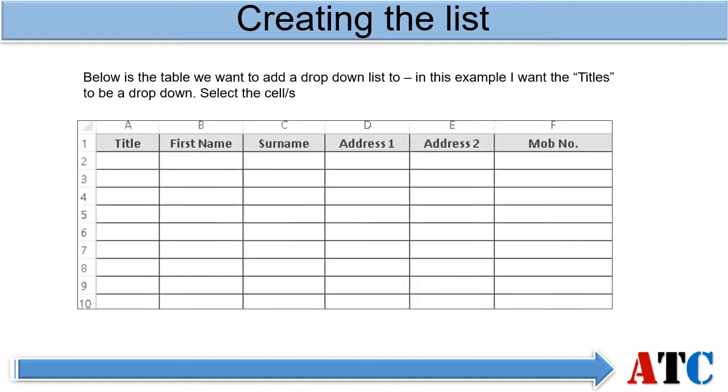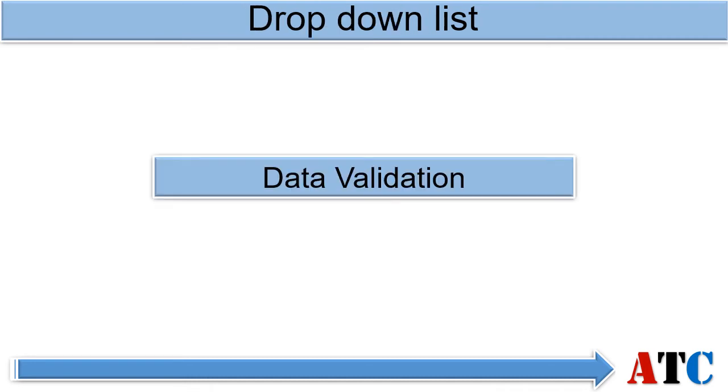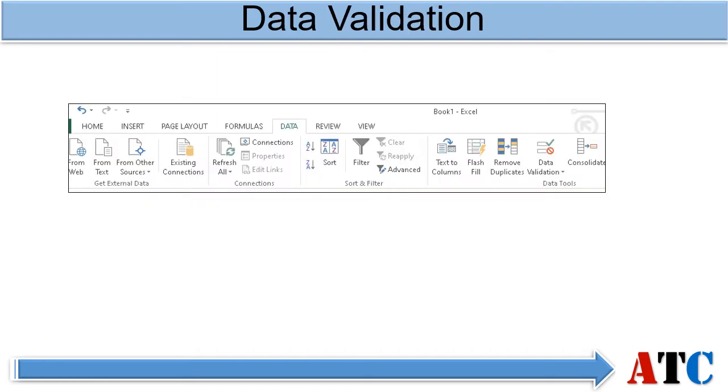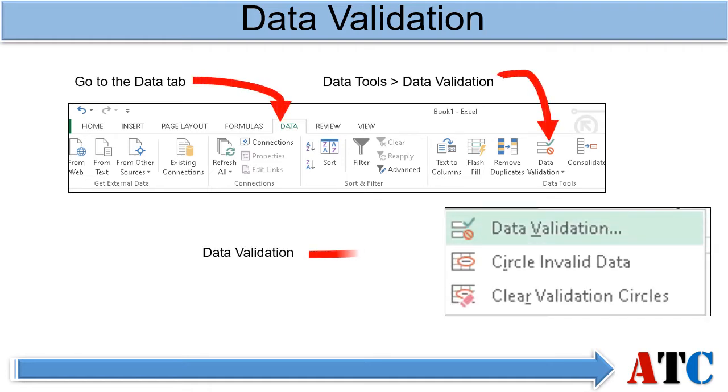In this example, I want my drop-down box to appear in column A, so I select the cell or cells where I want it to appear. Once you have selected your cells, go to the Data tab at the top of the screen, and then Data Validation, and then Data Validation again.